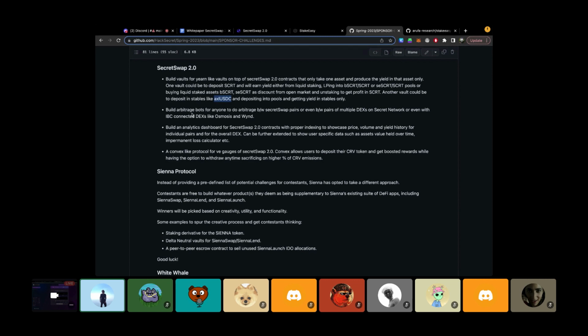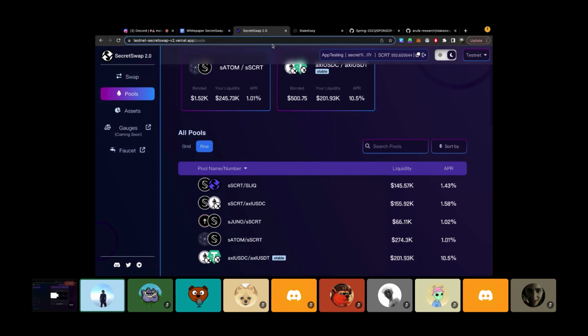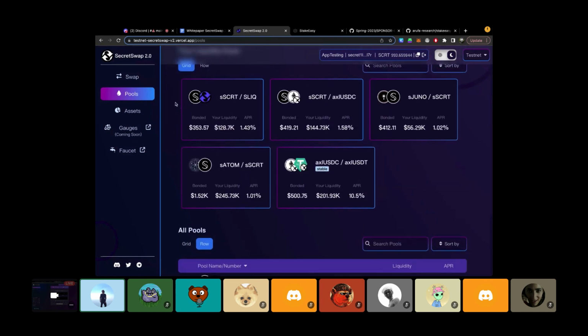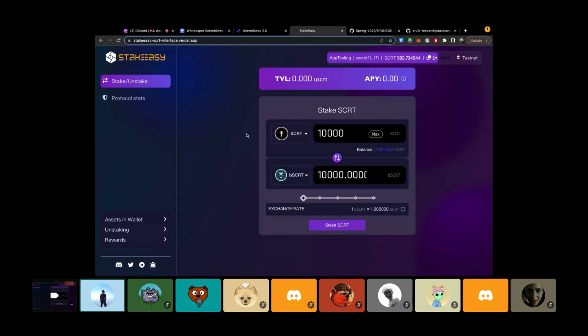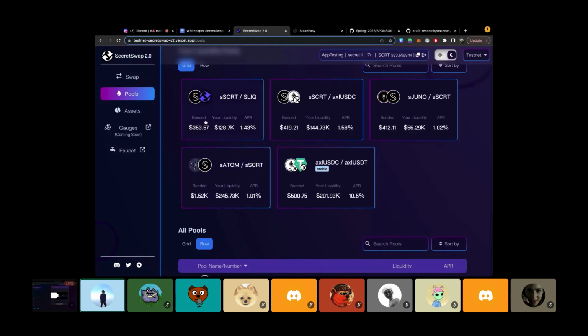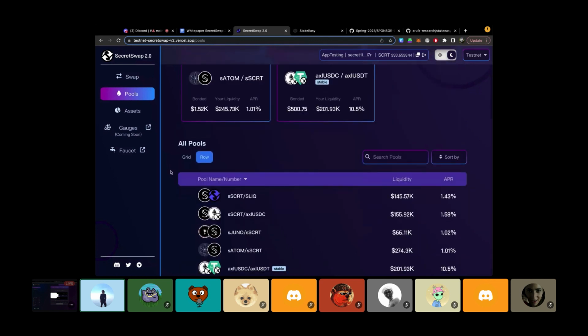Second is you can build an arbitrage bot. With liquid staking tokens such as ours, bSCRT and SCRT, there is always an arbitrage opportunity, because any user who is holding a liquid staking token can convert it to the unstaked token. In our case, from bSCRT to SCRT, either by unstaking it directly through StakeEasy, basically unbonding that SCRT from the validator and waiting 21 days to get the unstaked amount, or you can swap within the pool, for example, within the bSCRT pool.